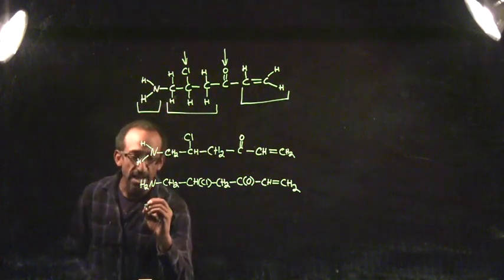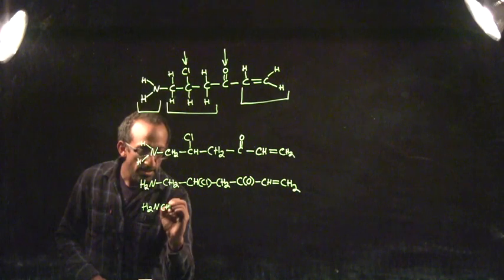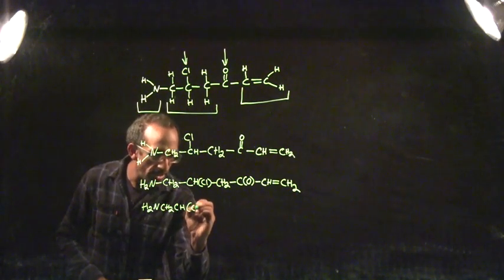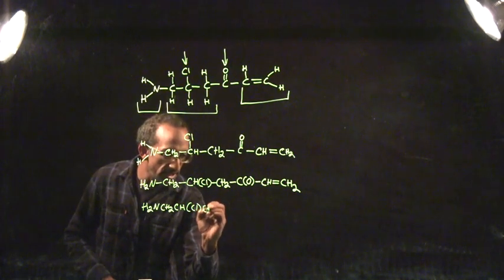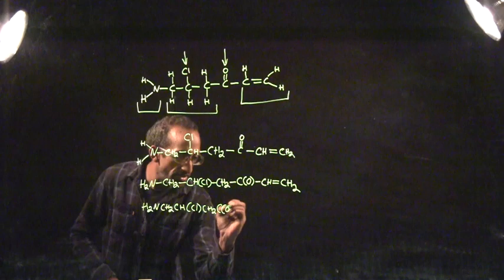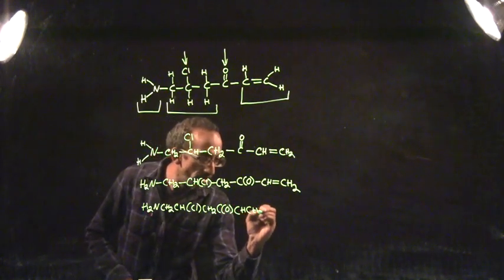and simply write this as H2N, CH2, CH, chlorine in parentheses, CH2, C, oxygen in parentheses, CH, CH2.